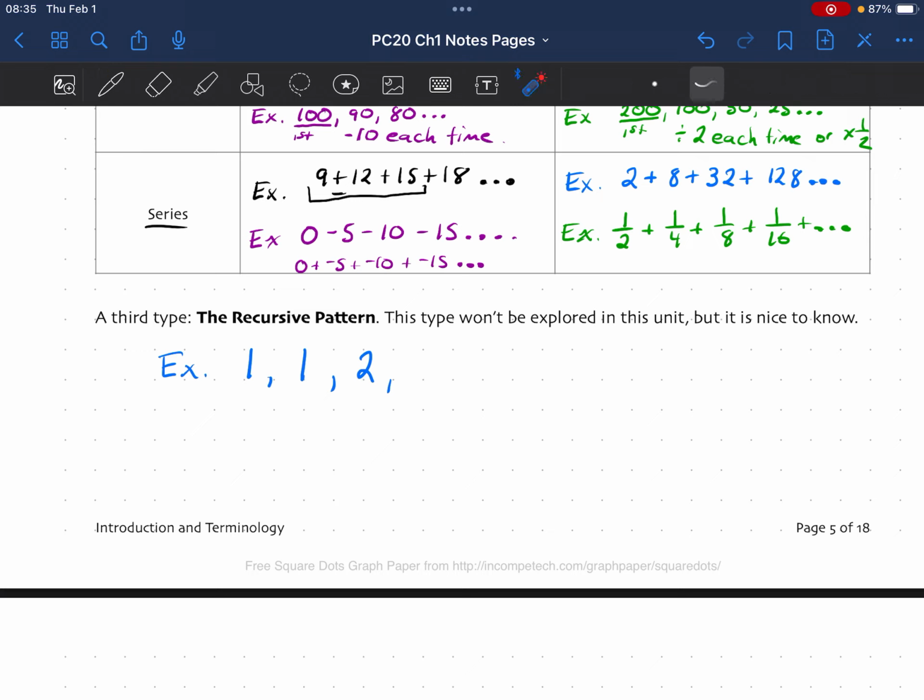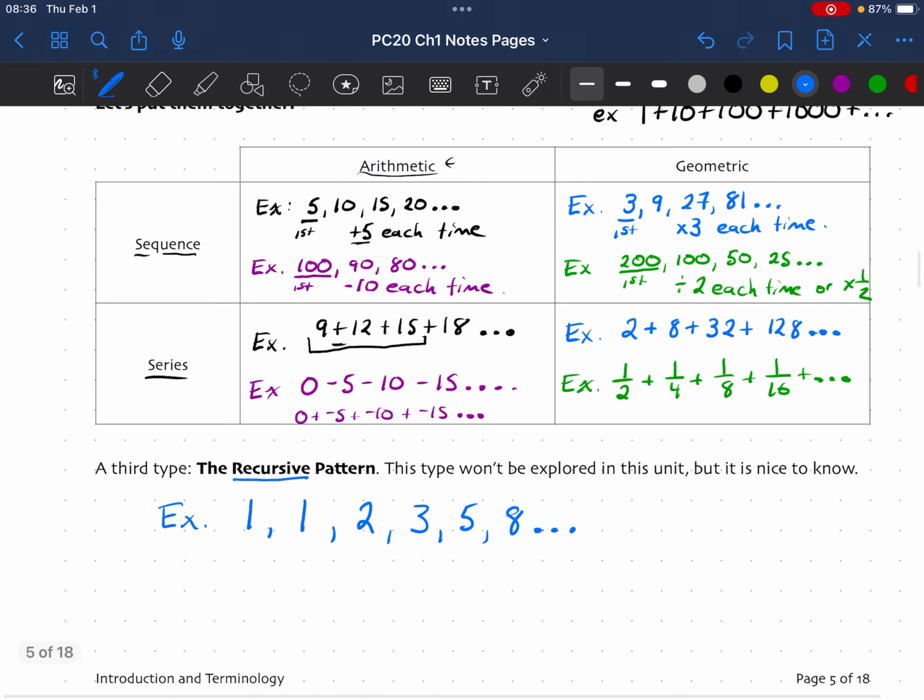Now to get the next number, we take this one, and we add them up. And we get 3. Then to get the next one, we take this one, and we add them up to get 5. Then for the next one, we take this one, and we add them up to get 8. ... That pattern continues. This is called a recursive pattern. We're not going to study it in this unit, but it is nice to know what it is.